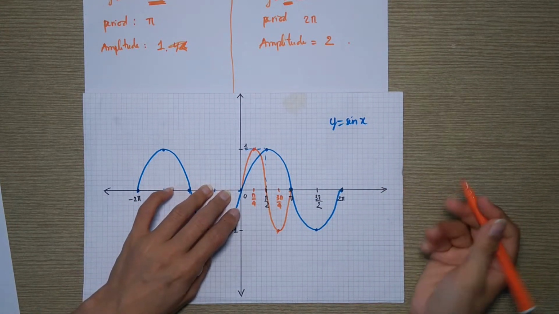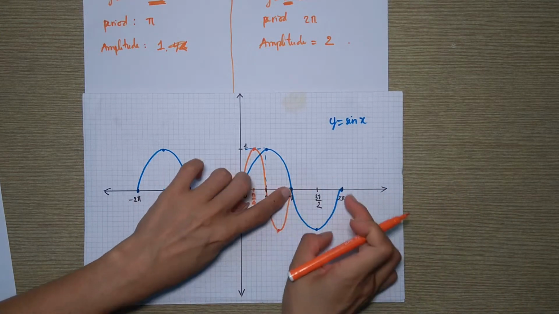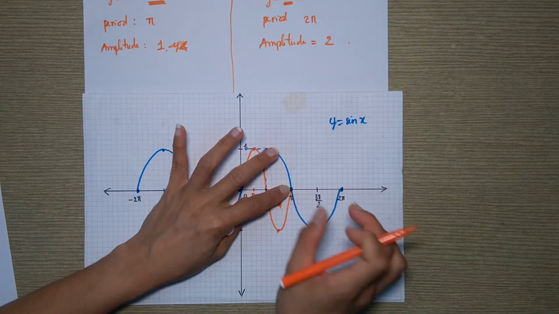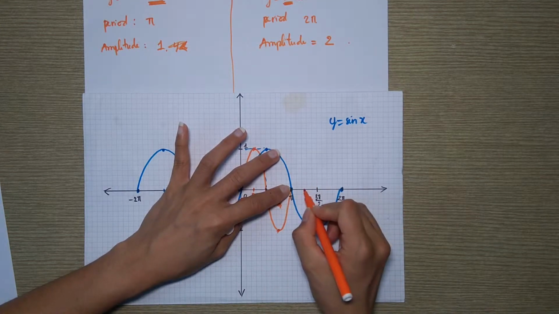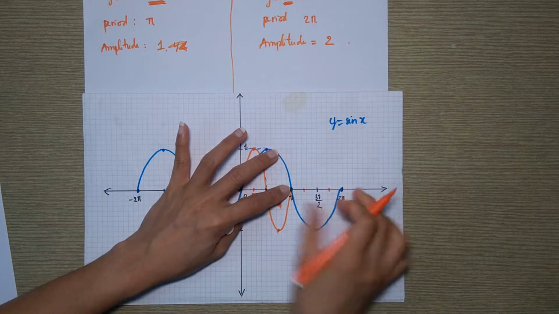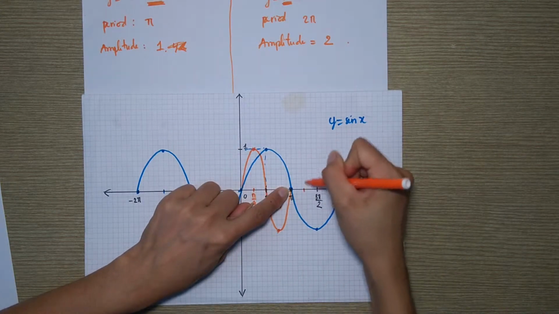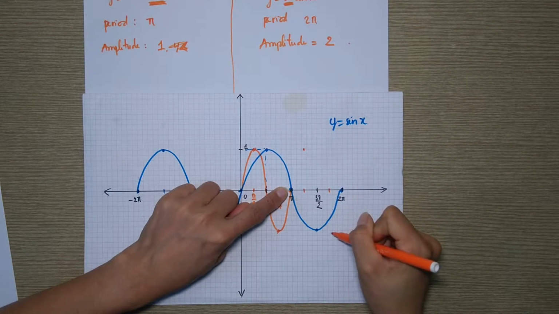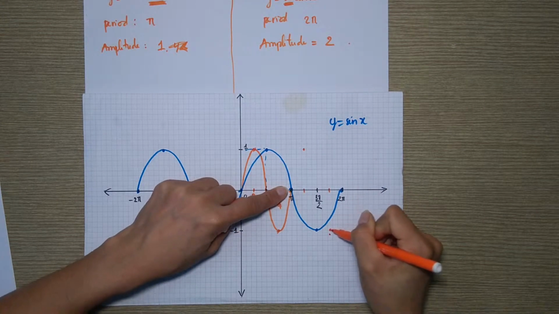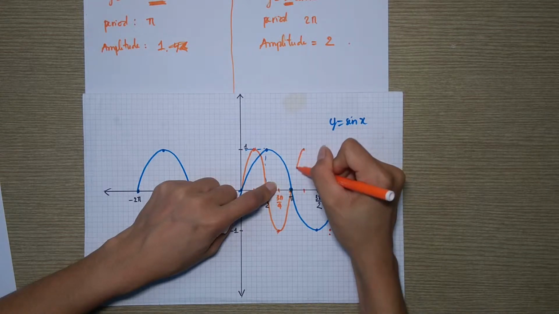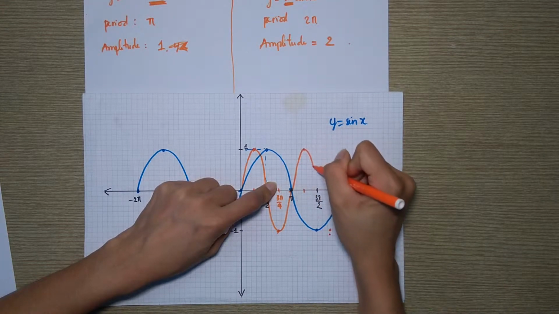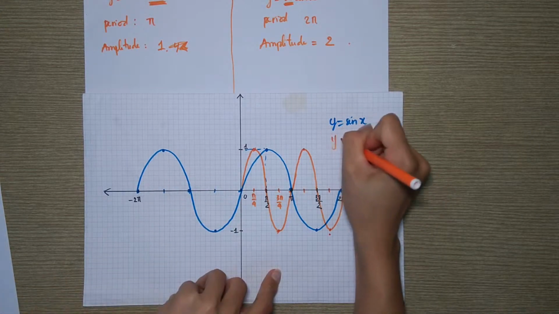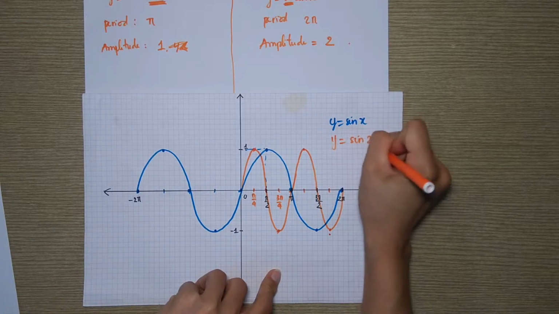This is 1 period, and this is pi, so from pi to 2 pi, the distance is pi. And you will have the same shape, divided into 4 parts: 0, 1, 0, negative 1 and 0, so you will have the same. So this is y equals sine 2x.